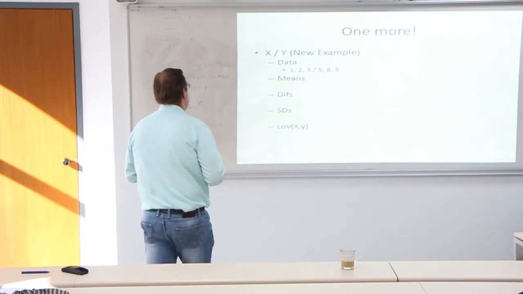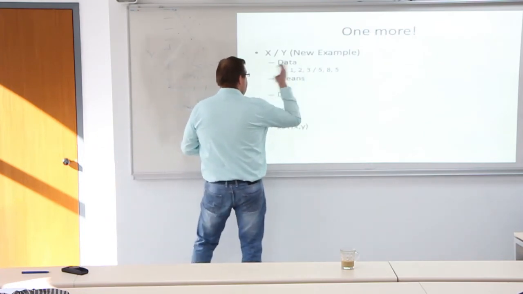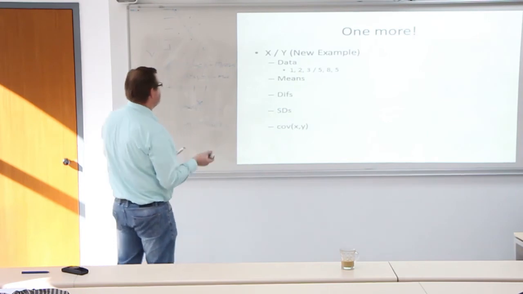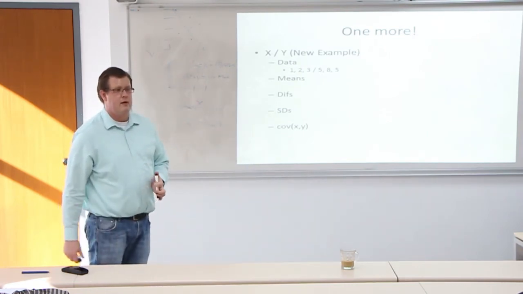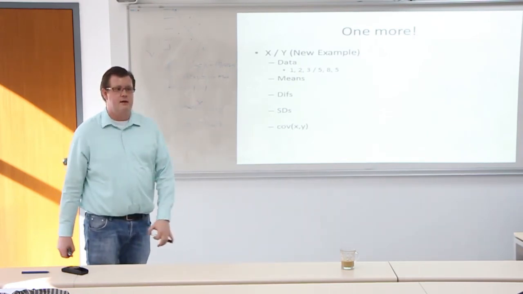Let's do one more. A new example. We have 1, 2, 3, and 5, 8, 5. What is the mean for the first part? 2, that's easy. What's the mean for the second?